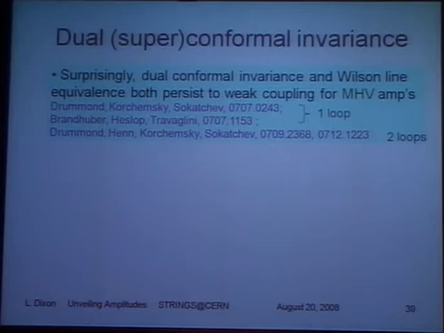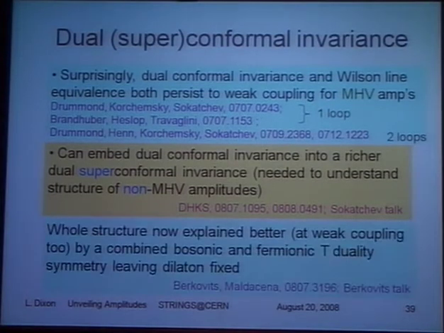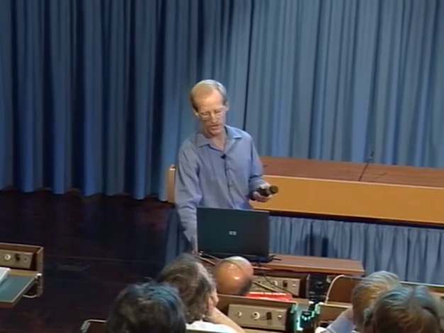So surprisingly, this dual conformal invariance and Wilson line equivalence, at least it was surprising at first, persists to weak coupling, because the original argument was kind of a strong coupling argument. So these groups showed how things work for one-loop amplitudes at the MHV configurations, and then there was further work at two loops. And Emery will discuss the extension to dual superconformal invariance, which is clearly of relevance for non-MHV amplitudes. And Nathan will discuss a new T-duality, including fermionic transformations, that is better in the sense that it leaves the dilaton fixed and promises to really explain everything at weaker coupling as well.